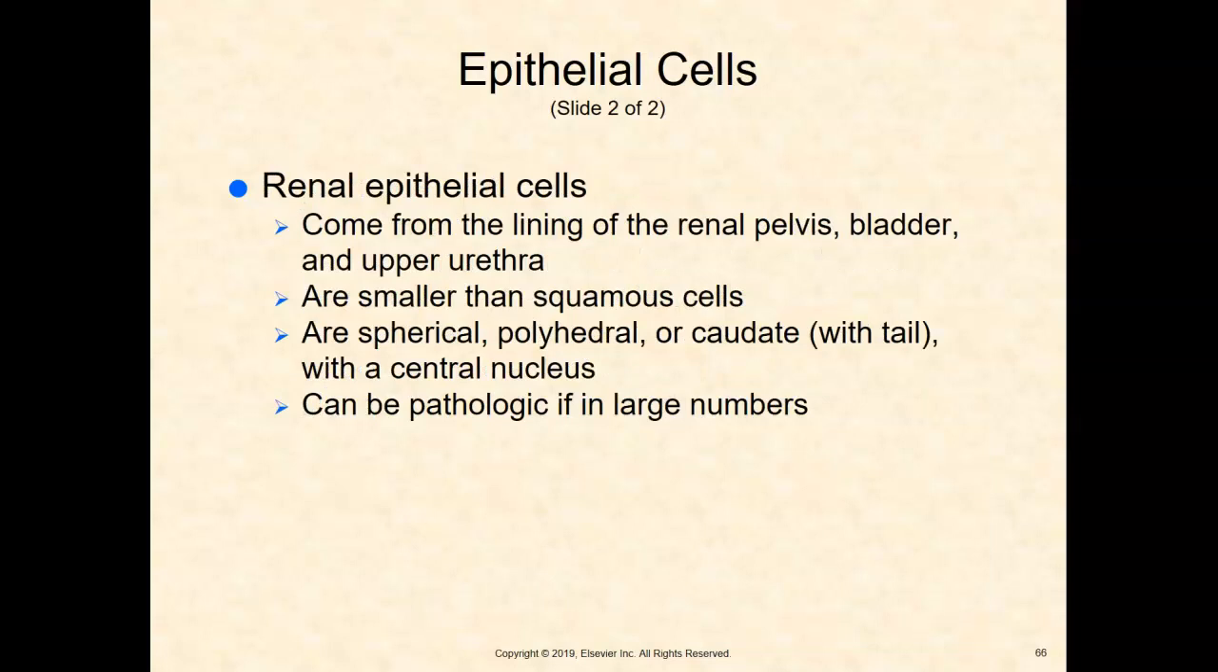Next, we have renal epithelial cells. These come from up higher in the urinary system. They come from the lining of the renal pelvis, the bladder, and the upper urethra. They're smaller than squamous cells. Sometimes they have a tail. They can be pathologic if there's a lot of them. It could mean that there's kidney issues.